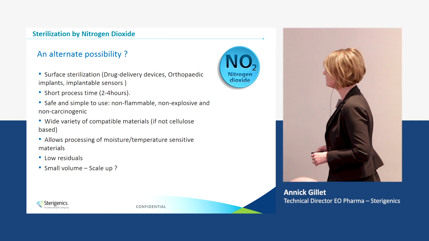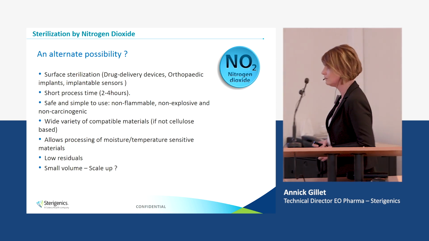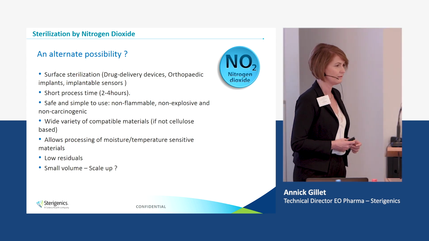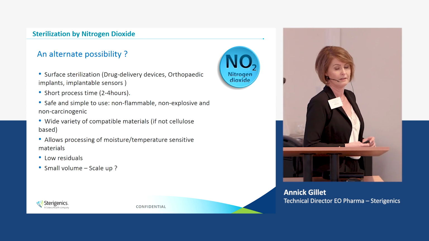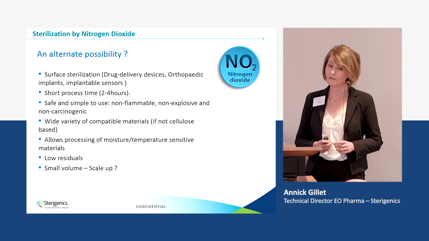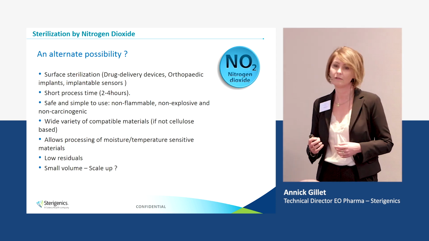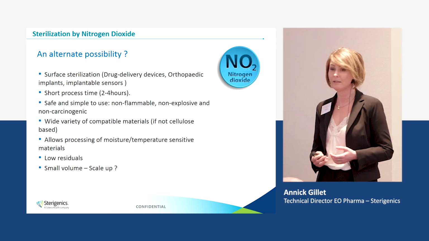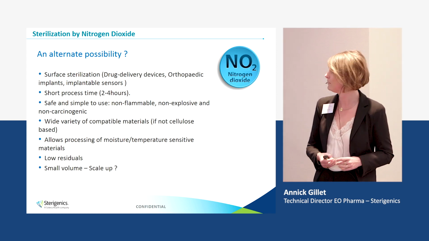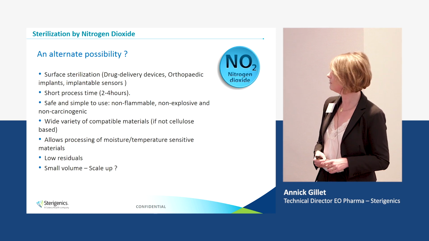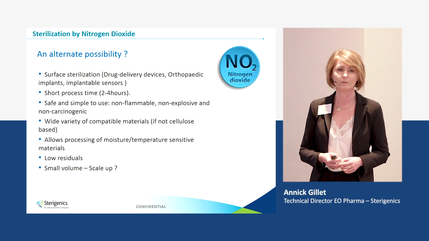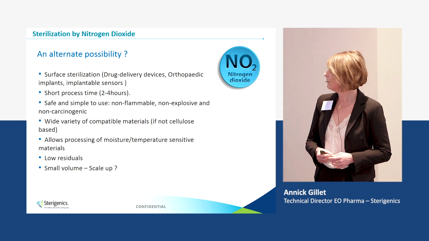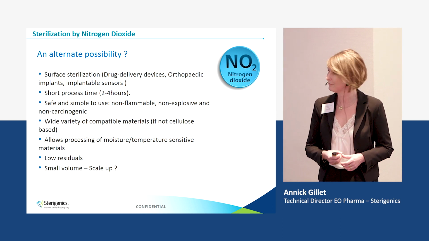Just a few words about an alternate possibility, which is quite new in our company. That's about an oxidizer. So an oxidizer is the sterilization with nitrogen dioxide. It's really a surface sterilization technology, so it does not go so deep as would do the ethylene oxide, but anyway, it can be good for some specific applications. It's a short process, and quite easier to use compared to ethylene oxide because it's not flammable, non-explosive, so that's more easy to manipulate, I would say.